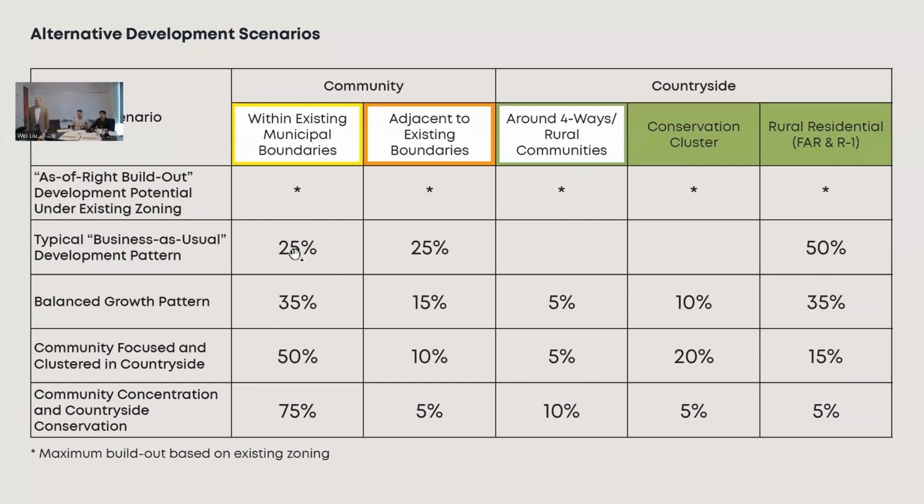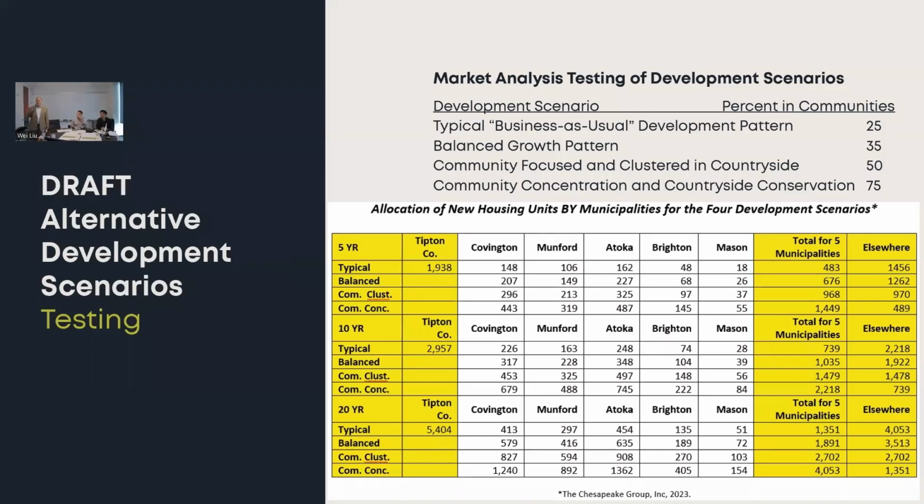So we had our market analysts look at this table and then put it into some of the projections for the housing units that we talked about earlier. And here you can see what's new in this table is under the 5, the 10, and 20 year on the left. You can see the 4 scenarios that are added: the typical, that's what's happening today in the field, the balance, the community and clustered, and then the community concentrated.